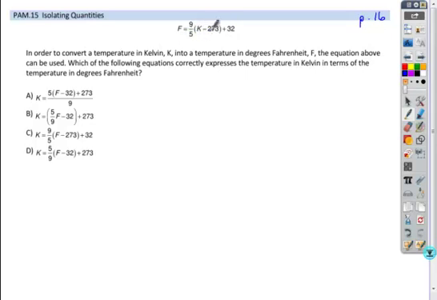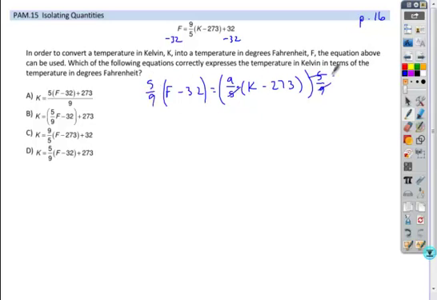So here, if I'm looking to isolate k, the first thing I would do is undo the adding and subtracting. So I get f minus 32 is equal to 9/5 times k minus 273. Now, if I distribute my 9/5, it becomes more complicated than I need it to be without a calculator. So what I'm going to do is undo multiplying by 9/5, by multiplying both sides of the equation by the reciprocal, 5/9.